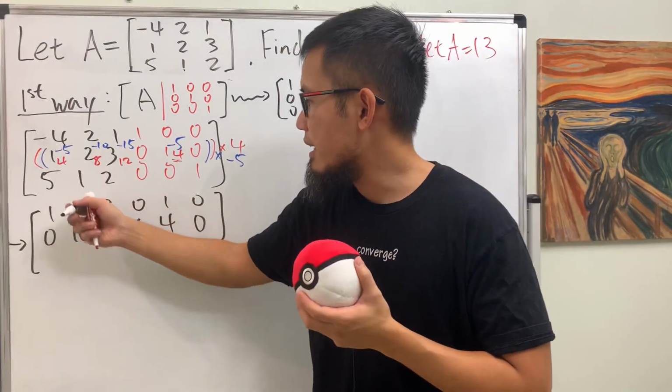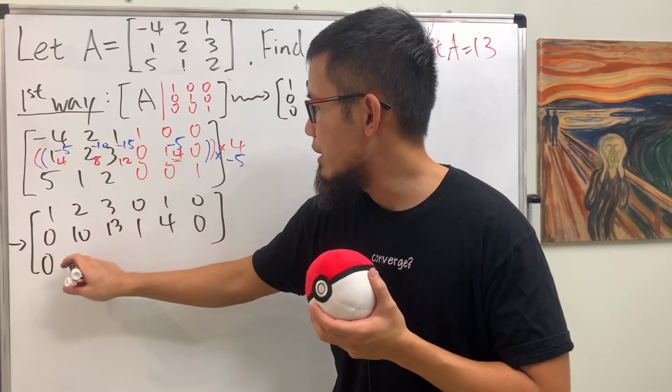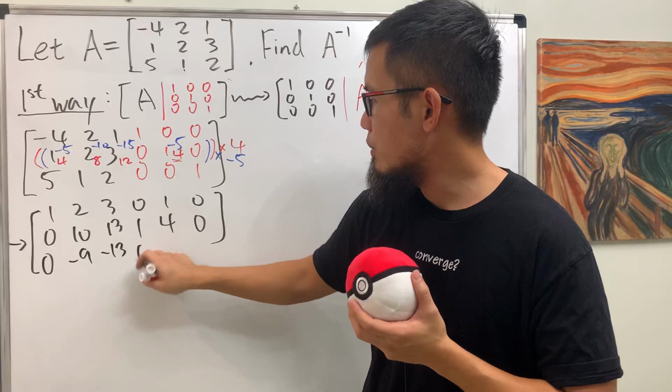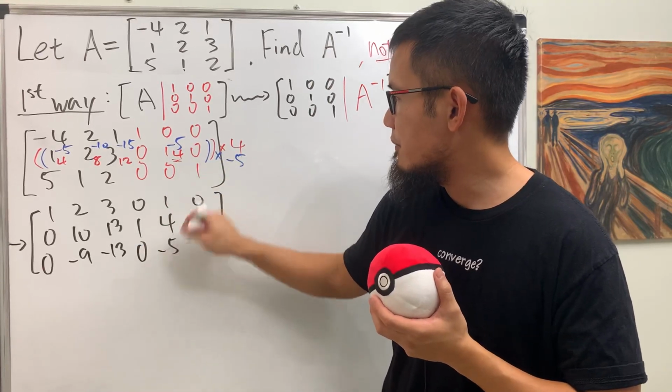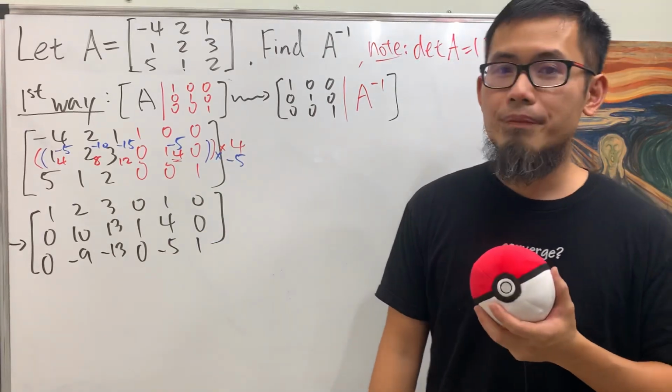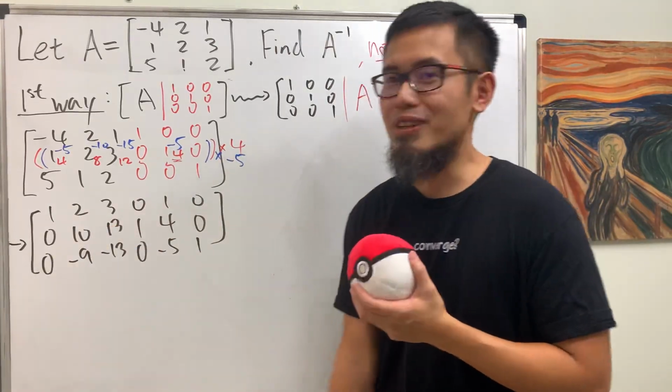Alright, this and that together, we get 0, this and that, we get negative 9, this and that, we get negative 13, 0, and then -5 and 0, right? And lastly 0 and 1, so it's 1. So pretty good, we got the first column done.